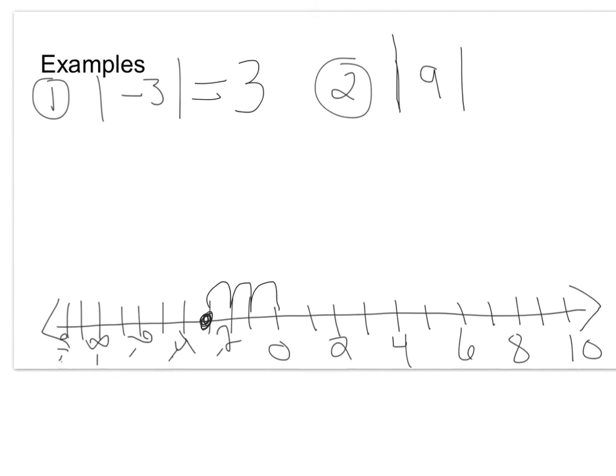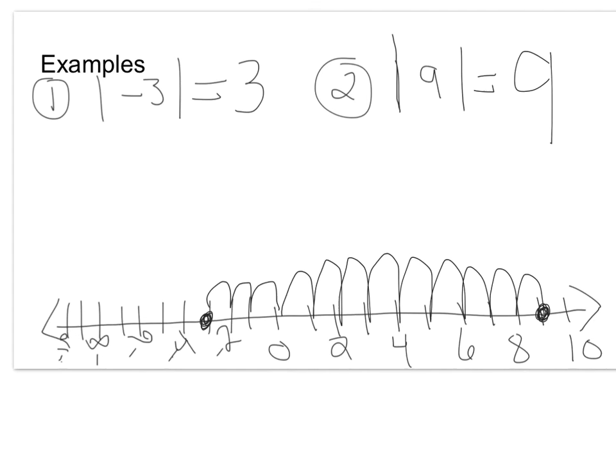Now let's look at the second example. The absolute value of 9. So go ahead and graph 9. How far is that from 0? So 1, 2, 3, 4, 5, 6, 7, 8, 9. Okay, it is 9 spots from 0. So remember, it's the distance from 0. It's always going to be positive. Whether it's in the negative direction or in the positive direction, your distance is always going to be positive.